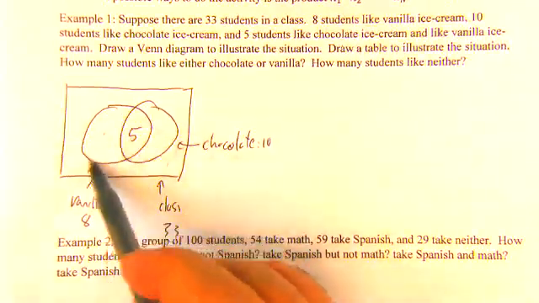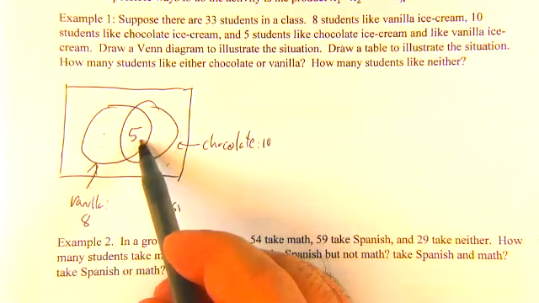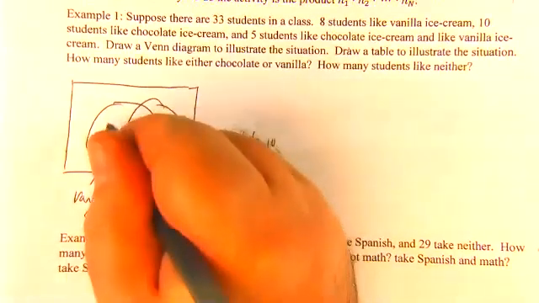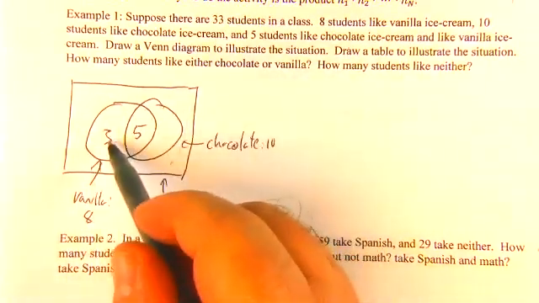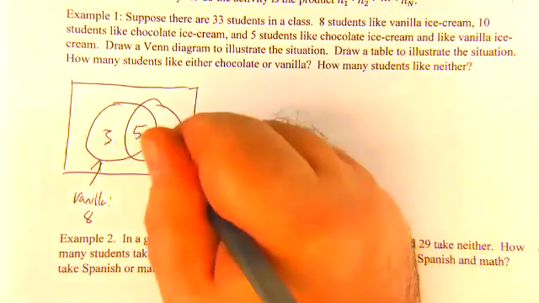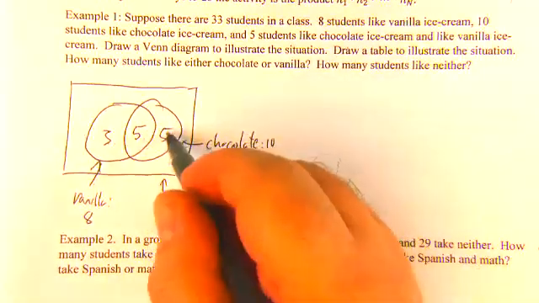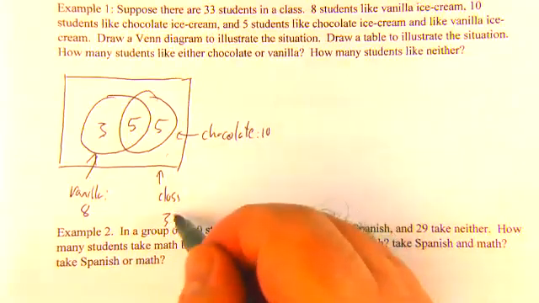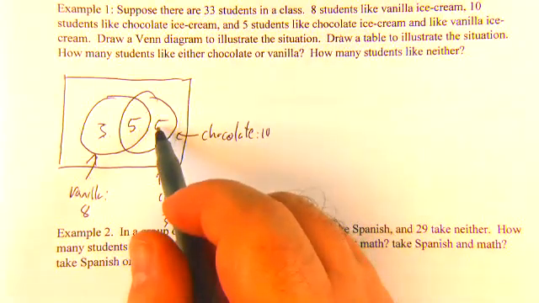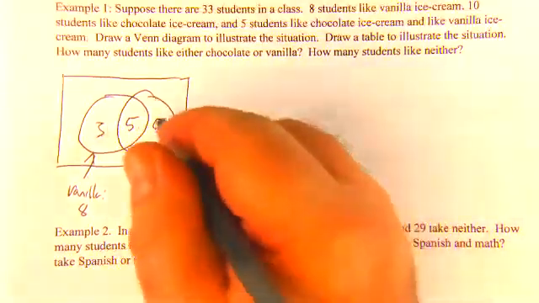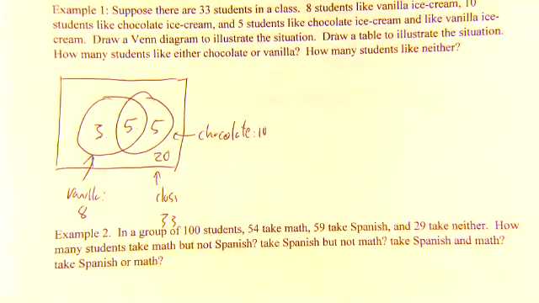8 people are in this entire circle. So if I have already counted 5 of them, there must be 3 people who like vanilla but don't like chocolate. 5 people like chocolate but don't like vanilla. Out of the class, there's 33 students. We've accounted for 13 of them. So that must be 20 people who don't like either chocolate or vanilla ice cream. They like chocolate mint chip ice cream. That's all great thinking people do.